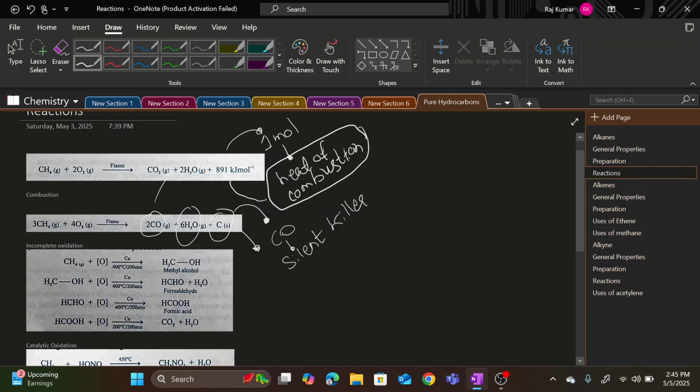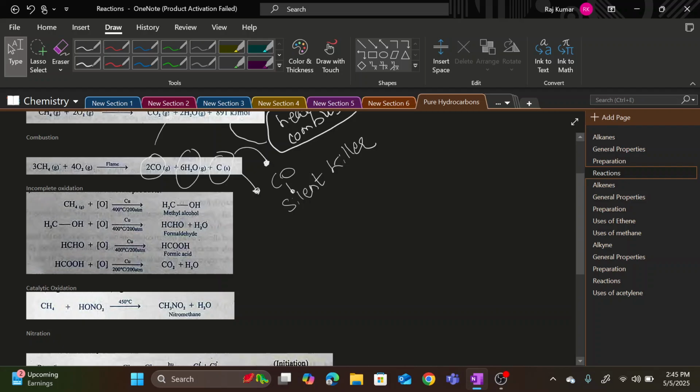Silent killer. Now let's move on to another part, which is incomplete oxidation. Basically, this is known as incomplete oxidation. Whenever we have a limited supply of oxygen, we get carbon monoxide, carbon black, and water. This is known as incomplete oxidation.